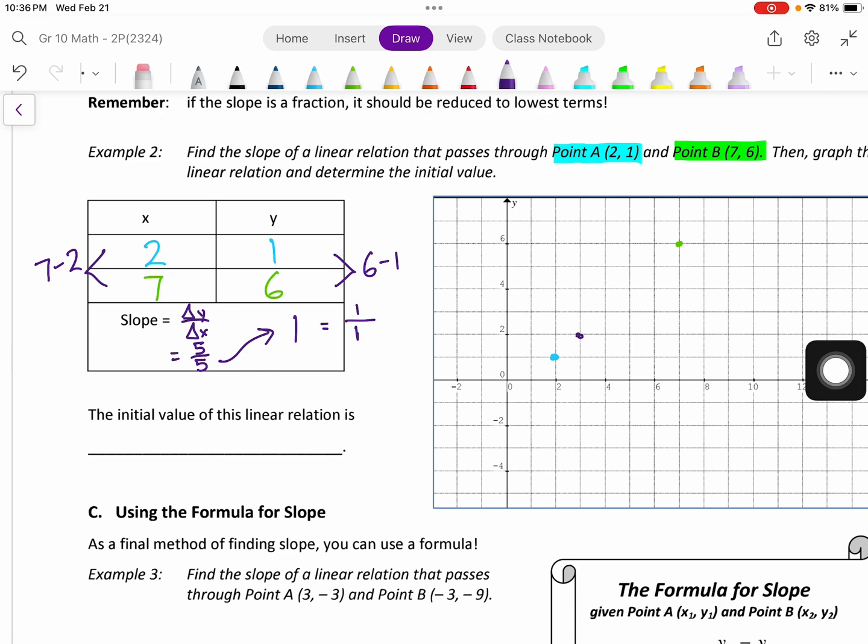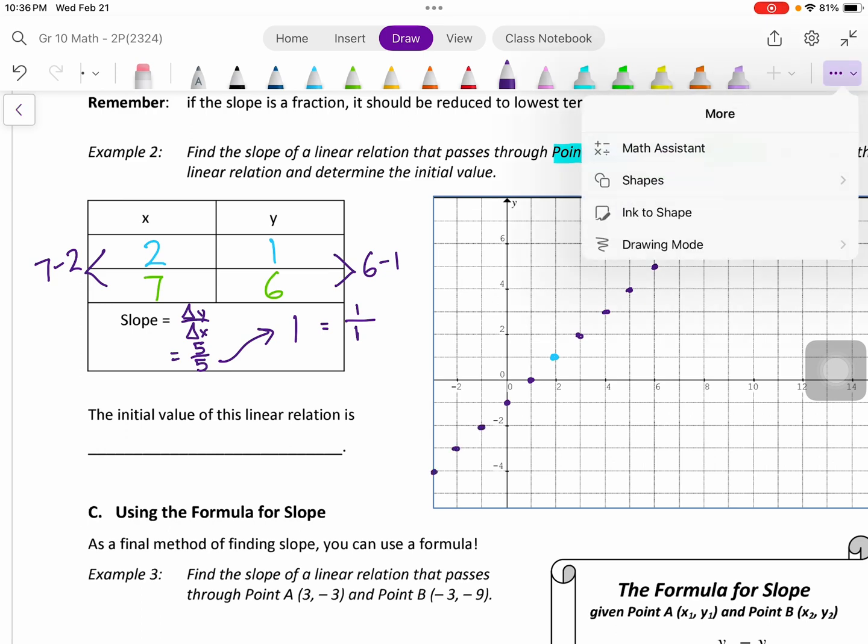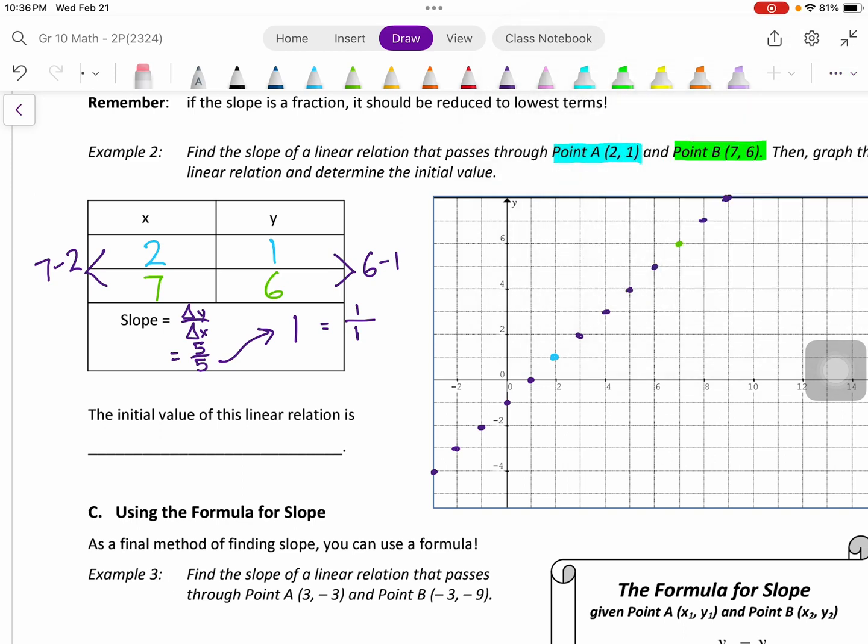So up 1 over 1, up 1 over 1, up 1 over 1. We can continue that, and we can work backwards as well. Down 1 to the left, down 1 to the left. And you can see that we have a straight line or linear relation here. So we have a slope of 1 or a rate of change of 1. We had just the 2 points given to us, but once we had a slope, we were able to plot a bunch of other points.